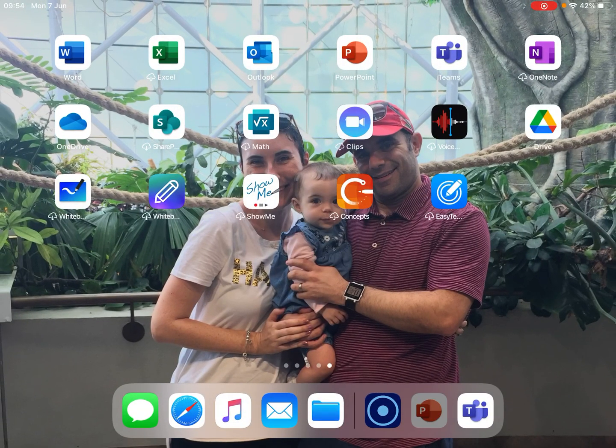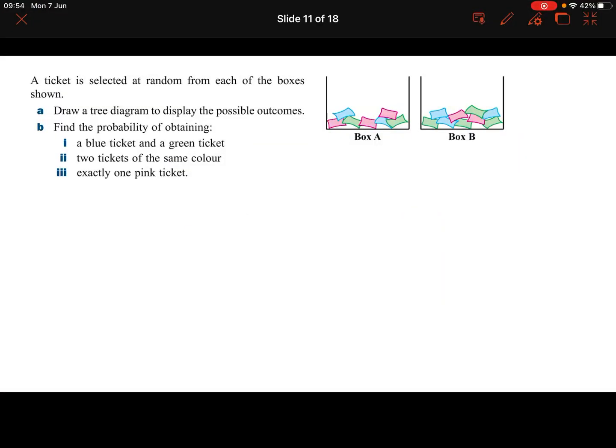Okay, right, sometimes these diagrams can start to get a little bit tricky. So let's have a look at this. A ticket is selected at random from each of the boxes. Show a tree diagram to display the possible outcomes. So we can do box A, just change colour. Box A, we can get red, blue, or green.